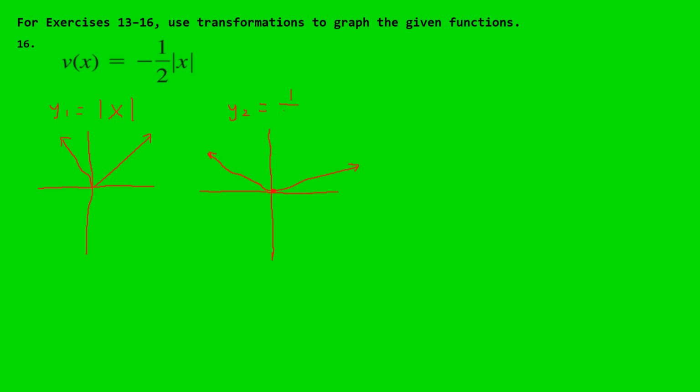It's best not to call that a horizontal stretch. It's better to call that a vertical compression. Vertical stretching and compression is what happens when multiplication happens on the outside. When multiplication happens on the inside, that's where the horizontal stretching and compression is. So y3 is v of x, which is multiply what we have in stage 2 by -1. Reflection through the x-axis.